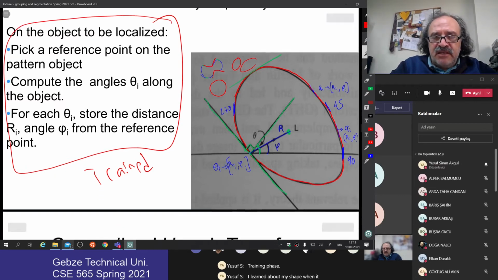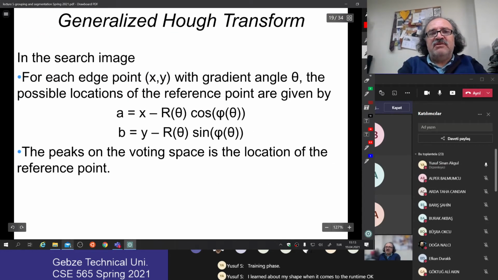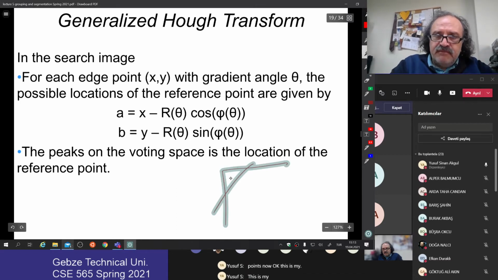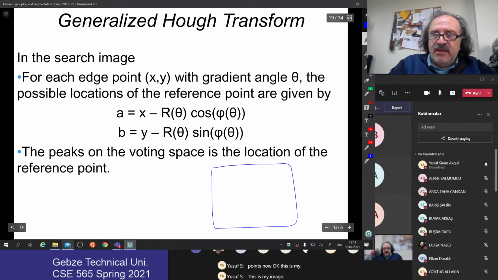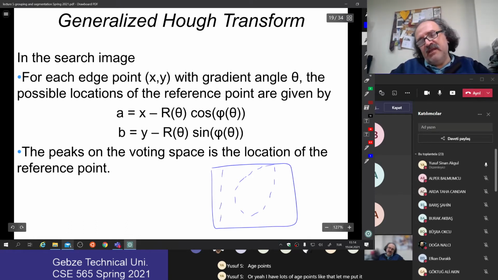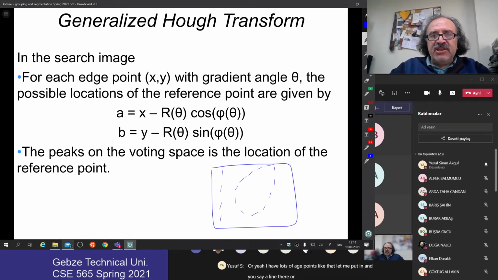When it comes to the runtime, in the search image, I have the edge points now. This is my image. In my image, I have lots of edge points like that. Let me put a line there. For each edge point, what do I have? I have the x and y values of it. Also I have the angle. So I am going to use that angle as an index. I know the index.